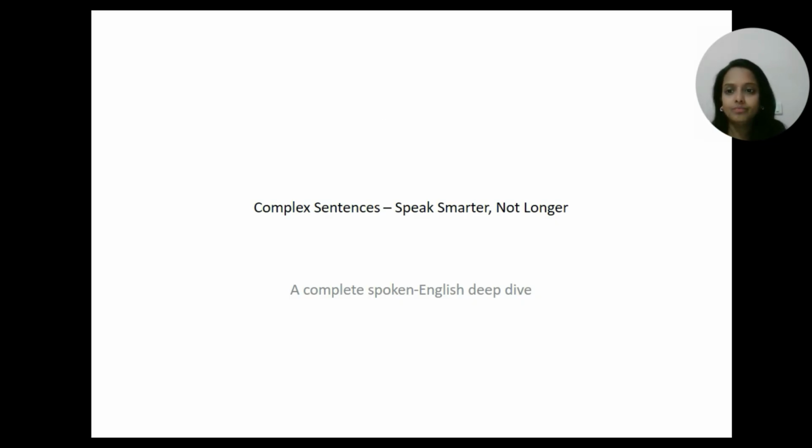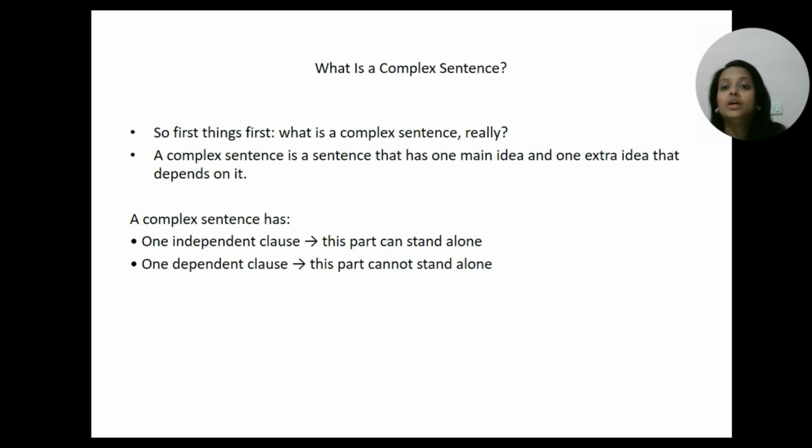Let's get into it. So, first, what is a complex sentence really? It means there will be one main idea and one extra idea that depends on it. That's it. Very simple, right? And that's the heart of it. So a complex sentence has one independent clause. That means this part can stand alone. And one dependent clause. That means this part cannot stand alone.